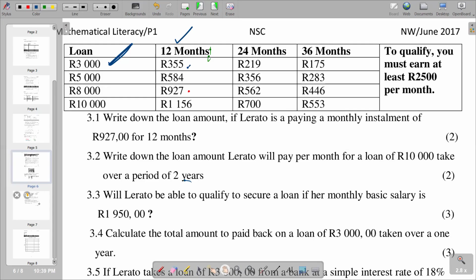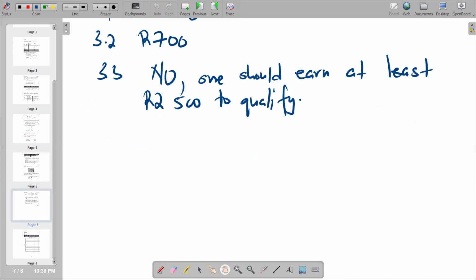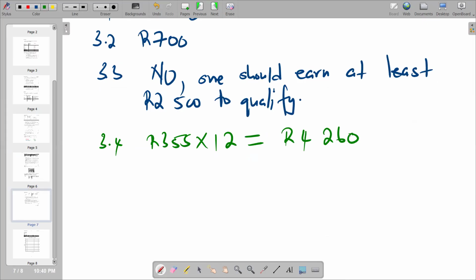So that's the calculation that we have on that part, whereby we are saying 3.4. We are having 355 rands, and then we multiply by 12. Multiply correctly, the answer that you're going to get is going to be 4,260. So basically, this is what we have. So you have to show your cents so that we only have rands, no cents. So that's what we have on that part.